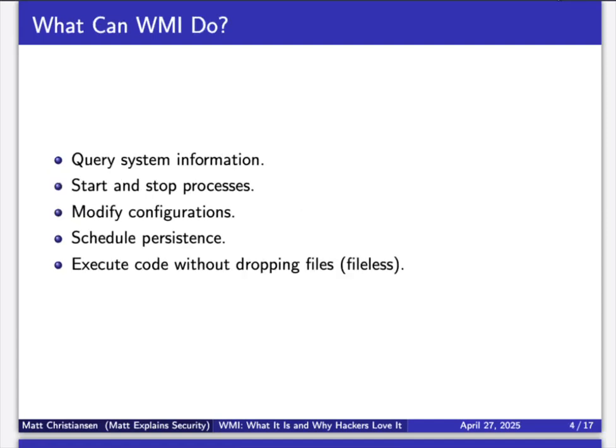And this is really where the vulnerability starts, is what can it do? It can do a lot. Scheduling persistence is probably the most significant one here, along with executing code without dropping files. These are bad. All of these are. This is why we need, as security researchers, to make sure that we are understanding all the different vulnerabilities that can play into the system.